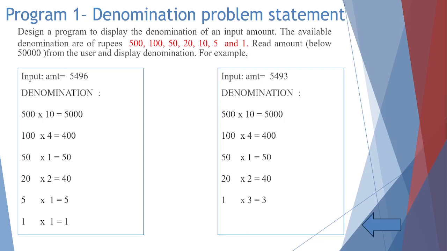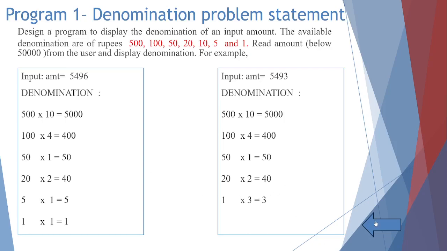Similarly, 5,493 is the amount. 5 rupee note we don't need to give. Why? Because 500 into 10 is 5,000 plus 100 rupee notes, 5,450, then 40, that is 5,490, and a 5 rupee note is not required. So 1 rupee notes, 3.